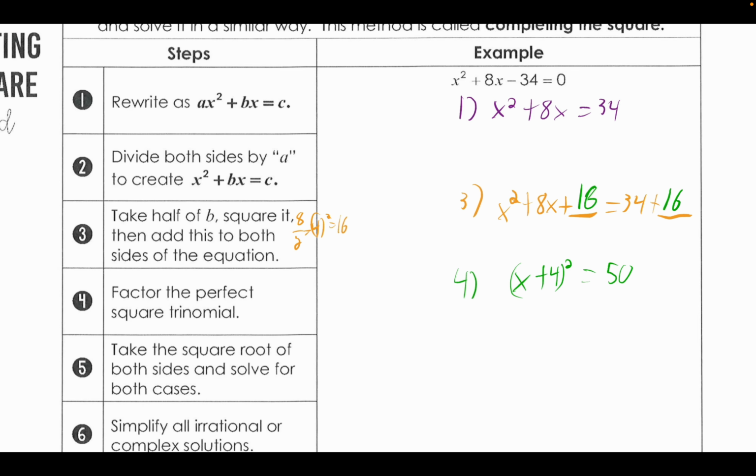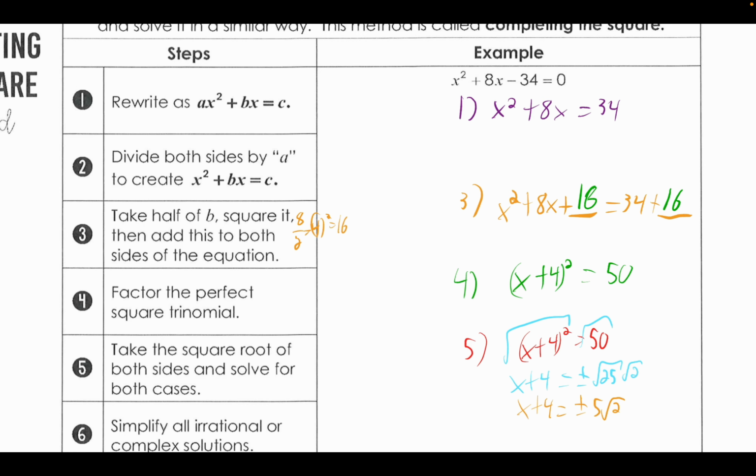Now on to step 5, we will take the square root of both sides and solve for both cases. So we have (x plus 4) quantity squared equals 50. I'm just rewriting it here. Typically I don't rewrite this step, but for the sake here of showing where we are at step 5, I'll show it. So we are square rooting both sides, and we get x plus 4 equals positive and negative square root 50, which we know can simplify to positive negative square root 25 times square root 2, and is then x plus 4 equals positive negative 5 square root 2.